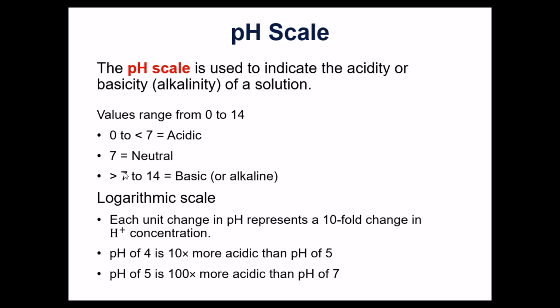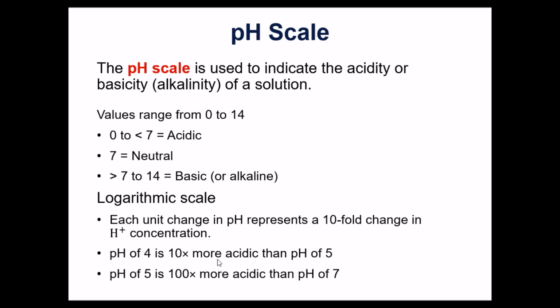So if you see something that's even 7.2 or 7.4, that's not neutral. That's basic, even though it's only slightly basic. If it's above 7, even by a decimal, then it's considered to be basic. Anything that's below 7, so if it's 6.8, that's very close to 7, but it's still acidic. It's very slightly acidic, but it is acidic.